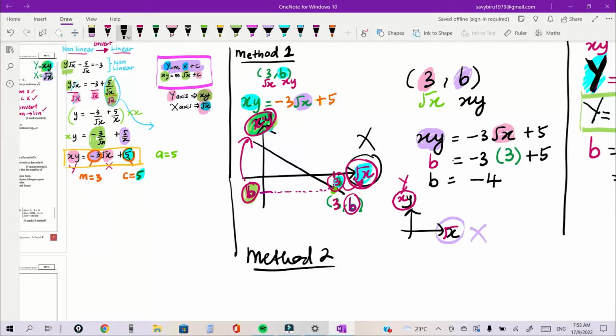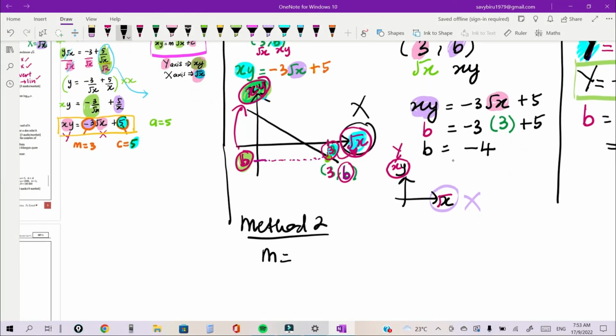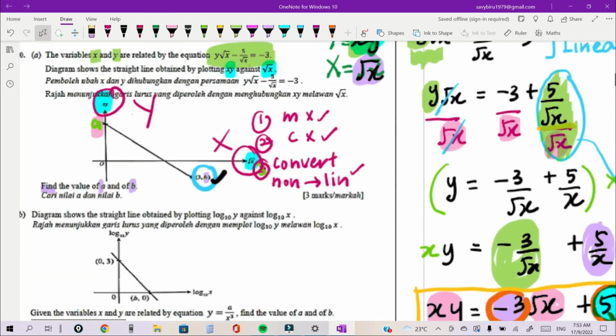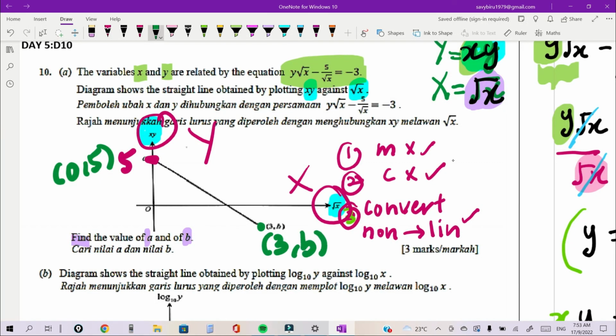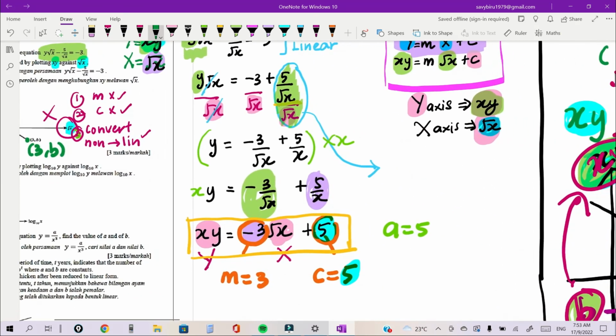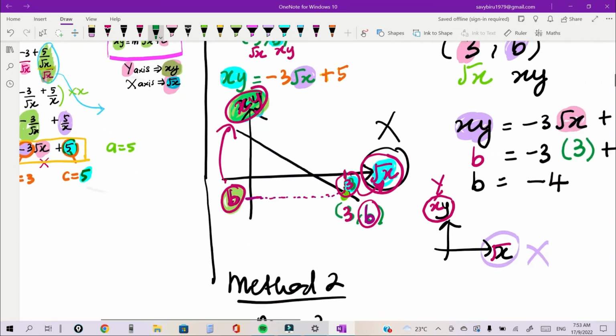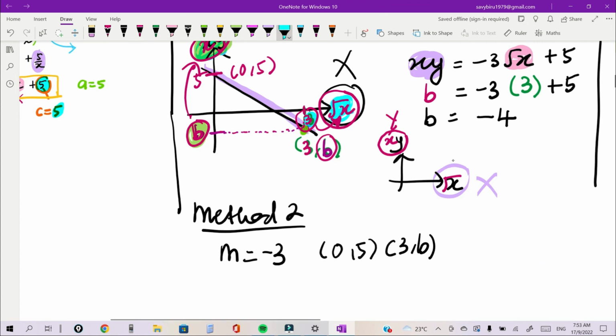Okay, just now we calculated already the gradient value, we get negative 3, right? Okay, so on the graph, we have 2 points. This is the first point where we found already the y-intercept, we get 5, meaning that we have the 0, 5 coordinate. And now you want to find B, where 3B. So you have 2 points there, 0, 5 and 3B. Okay, so you can use this point and this point.